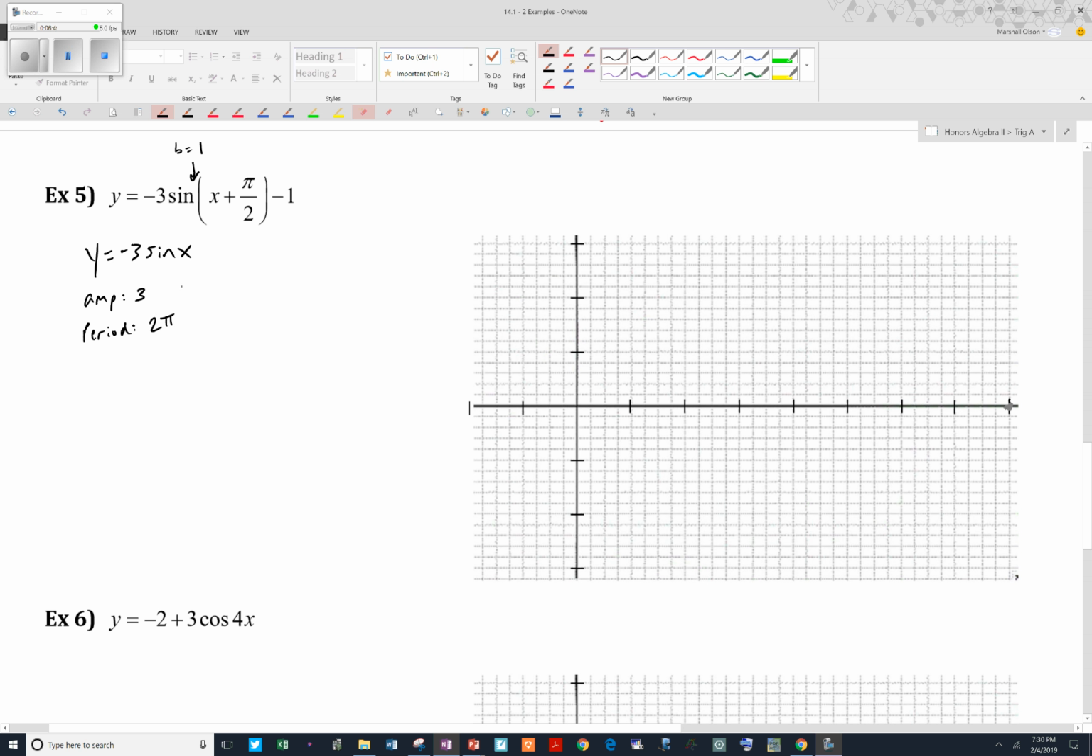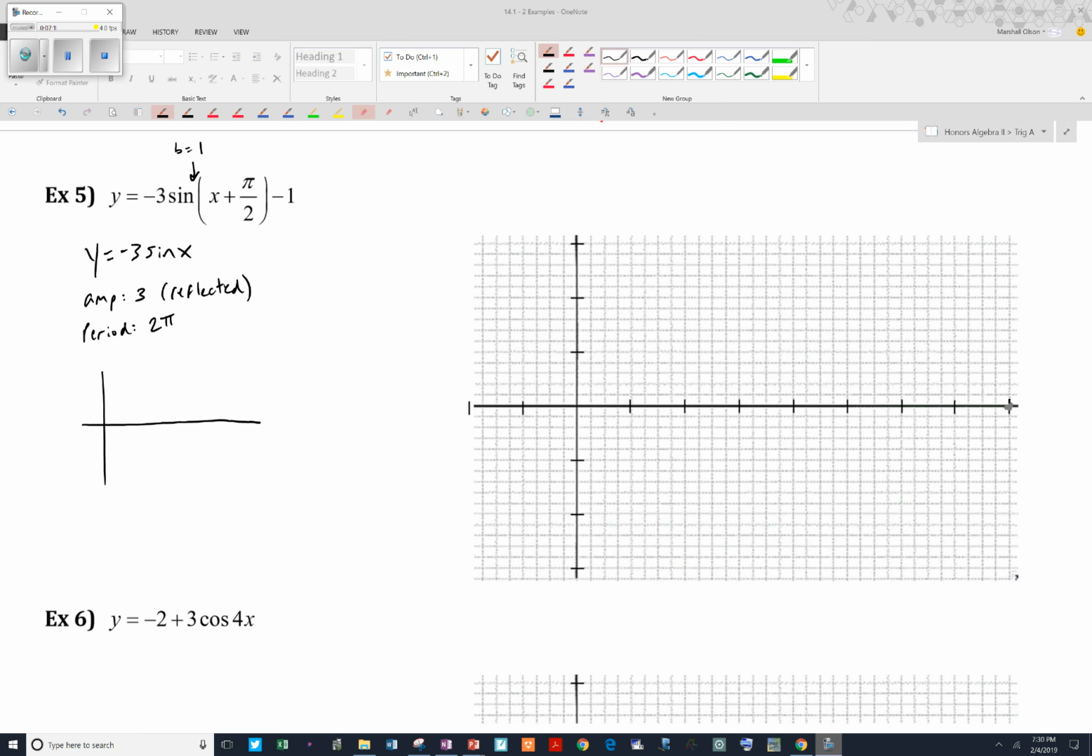And I am going to make a note to myself that it's reflected because of the negative. Sometimes I do a little sketch to remind myself it's a negative sine graph so I don't mess that up later on. But we're going to do a little bit nicer sketch here to get started. Let's make that a little bit nicer.